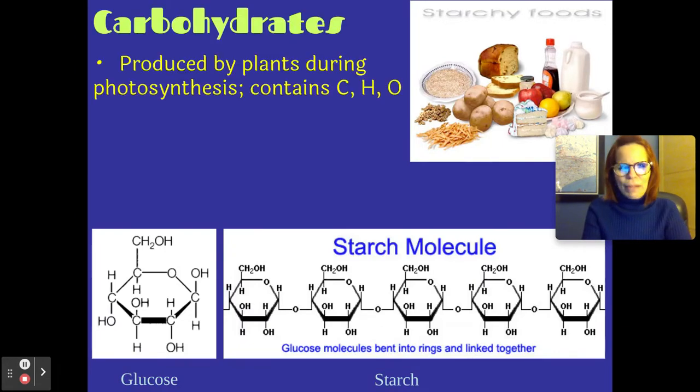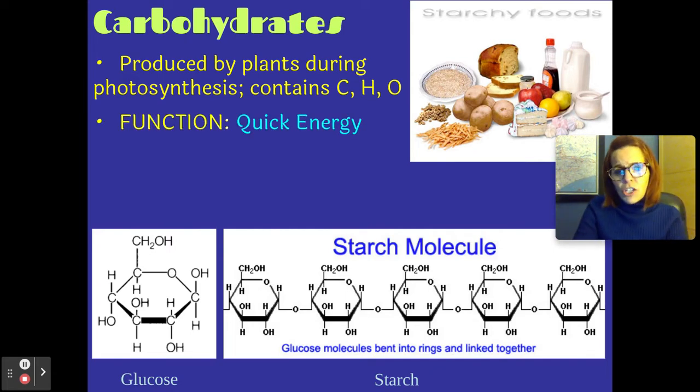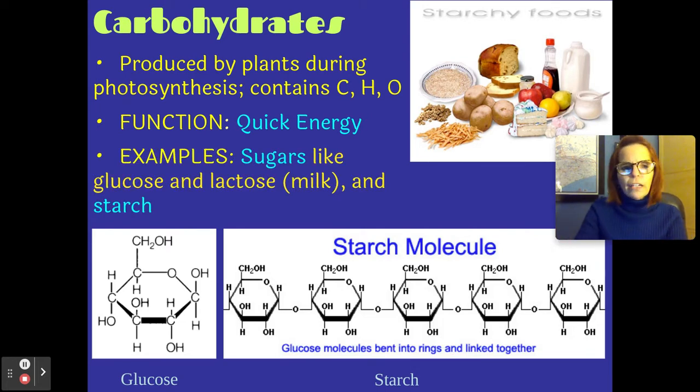All right, let's talk about carbohydrates. Carbohydrates are produced by plants during photosynthesis, and they include 3 elements only: carbon, hydrogen, and oxygen. If you say the word carbohydrate, it helps you think of what elements are in it: carbon, hydrogen, and then oxygen also. Their function for us who eat them is quick energy. The carbohydrates are a source of quick energy for us.